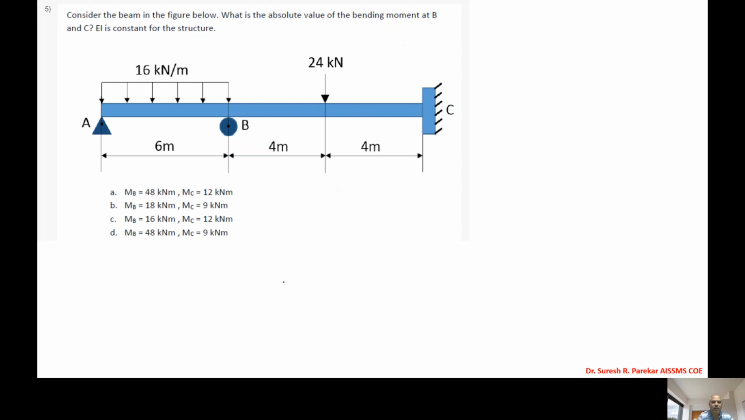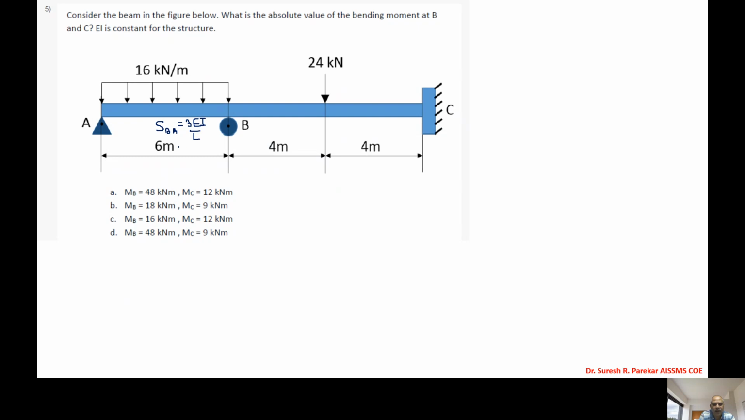Then we have the fifth problem. What is the absolute value of bending moment at B and C? So we have to find B and C. Now we will go for the stiffness of BA, and that is equal to 3EI by L.